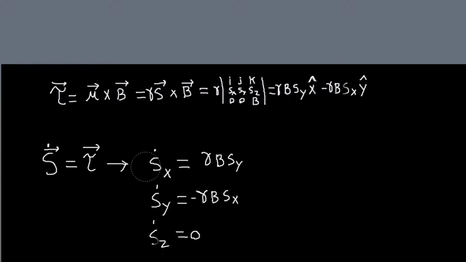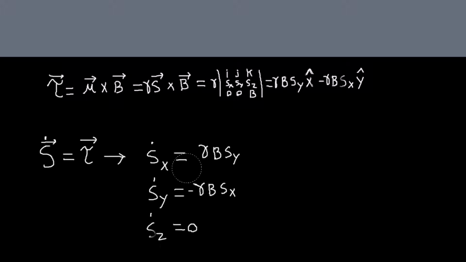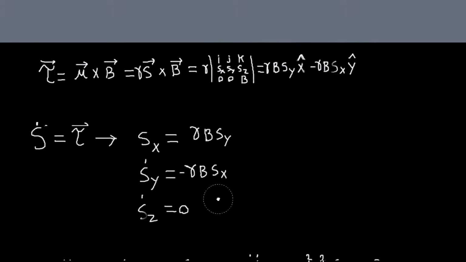So this tells us that the x component, S_x dot, should be equal to the x component of the torque, which is gamma B S_y. S_y dot is minus gamma B S_x. And as we found earlier in the last video, S_z dot is 0. So S_z is constant, and that's because there's no torque in the z direction. Of course, S_z is constant. And so this is a set of coupled first-order differential equations, and it's very easy to solve.